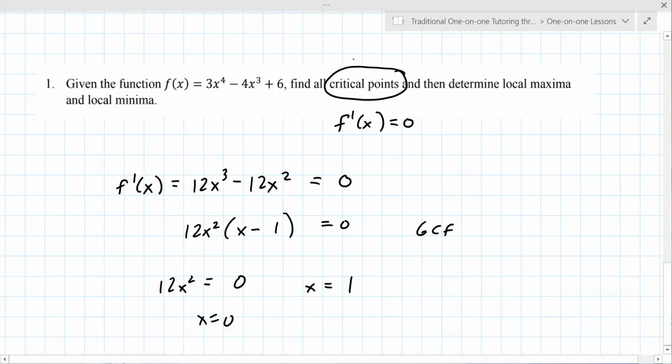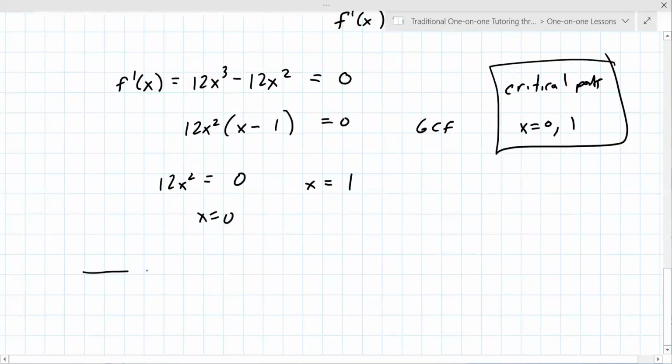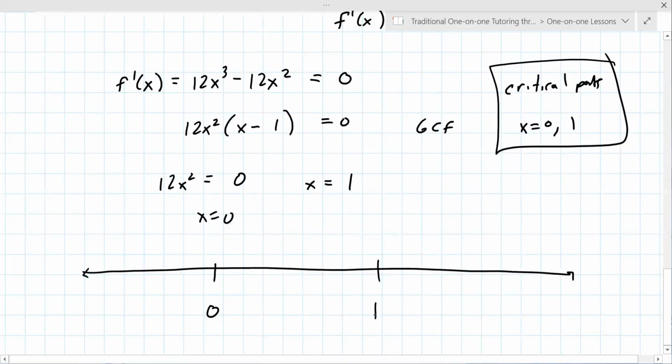One of the things that I find challenging is that you literally need to say the critical points are x equals 0 and 1. You have to do that. The next thing is you make what's called a sign chart. Now I use a number line. I guess your instructor kind of does too. And I label the 2 critical points there.